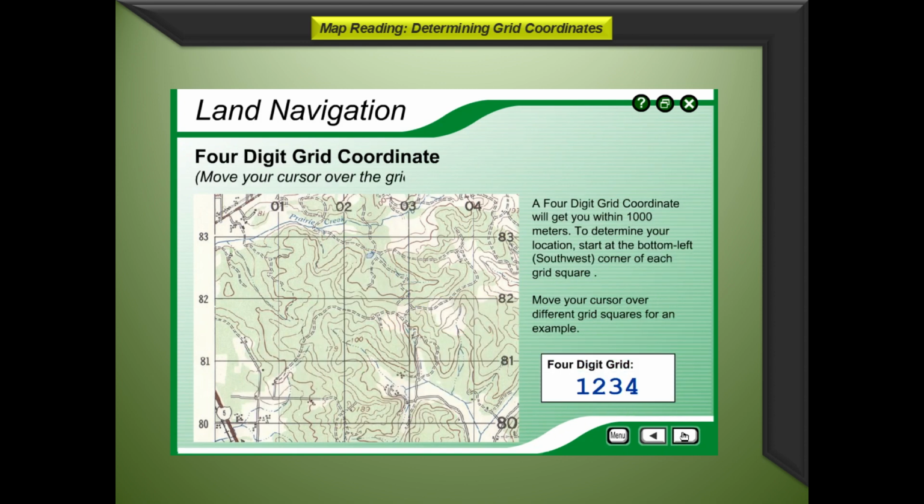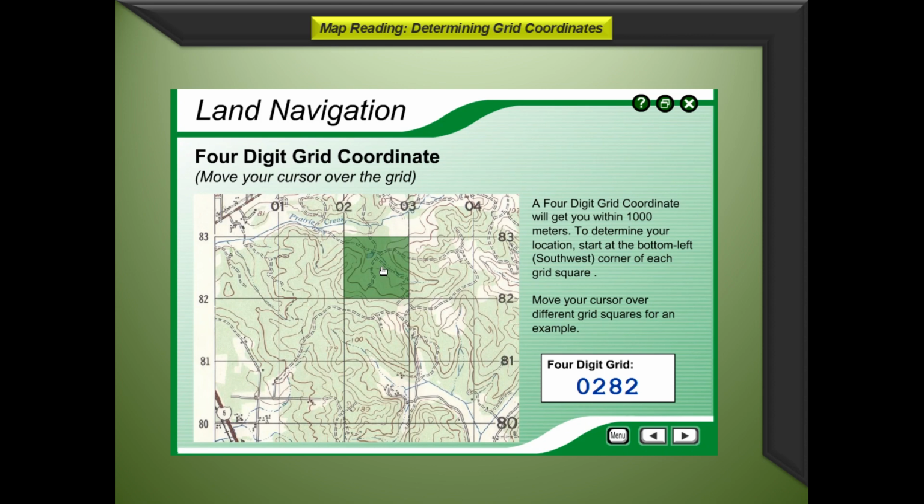Moving on, we're going to discuss finding the 4-digit grid. Just like I said earlier, as far as the golden rule goes, you always go right, then up first. Don't pay attention to the grid that I am circling, as it will change as I highlight each square. We'll say that we want to get to the lake depicted in the top center part of the map.